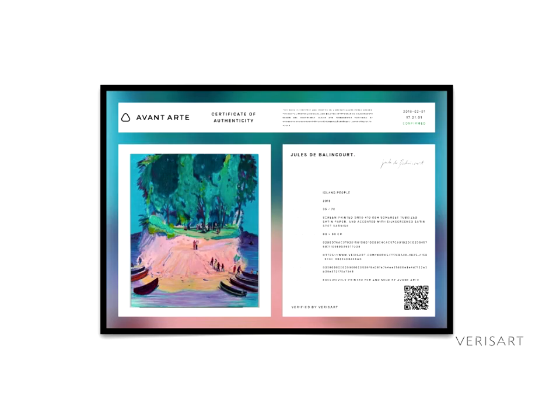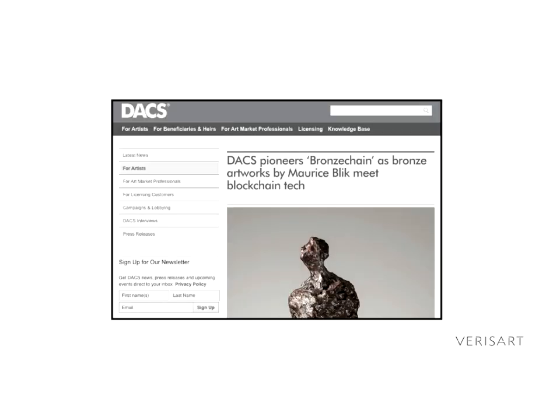And this is another example of a partner, Avant Arts, for limited edition prints, customizing a record, using it for their unique certification of prints that they sell on their website.